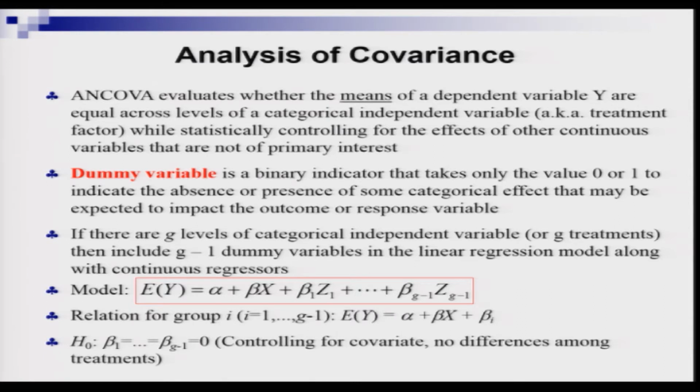So, to have ANCOVA in operation, we need to learn about one new concept, and that is the concept of dummy variable. So, a dummy variable is a binary indicator that takes only the value 0 or 1 to indicate or represent the absence or presence of some categorical effect that may be expected to impact the outcome or response variable. So, if there are g levels of categorical independent variables, or sometimes in textbooks they are also called g treatments, then you have to include the g minus 1 dummy variables in the linear regression model, and that too with the continuous regressors.